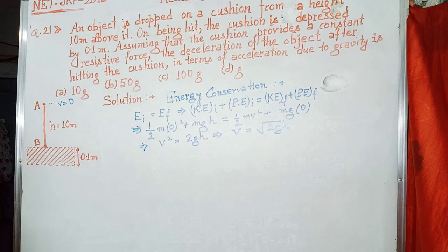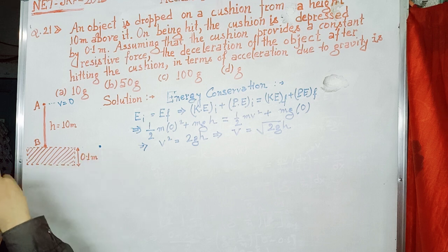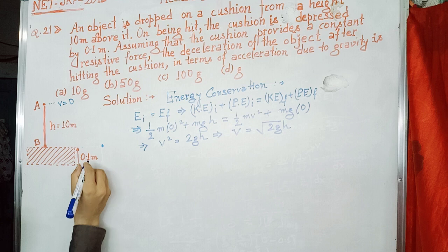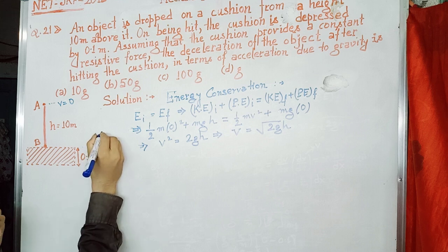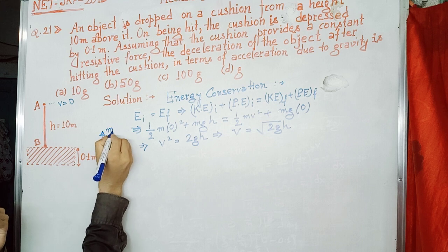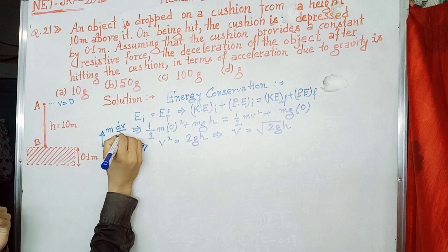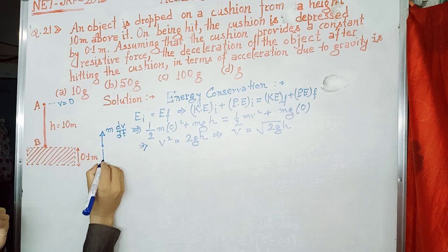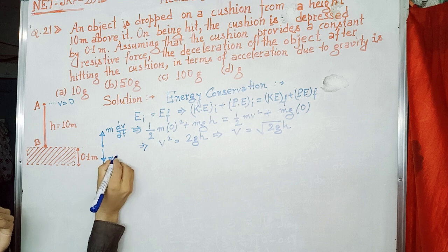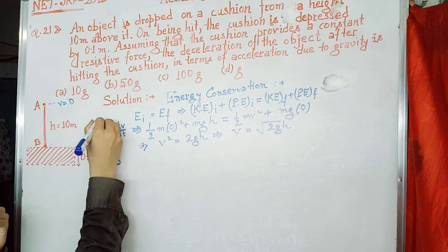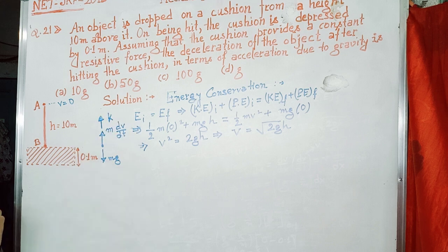Now we'll consider the equation of motion. From this diagram we can draw an FBD. If we take a point here, then its deceleration will act upward. So the force due to deceleration will be m into dv with respect to dt. It acts upward, and the downward force is mg, and the resistive force will act upward. This is the value of resistive force K.